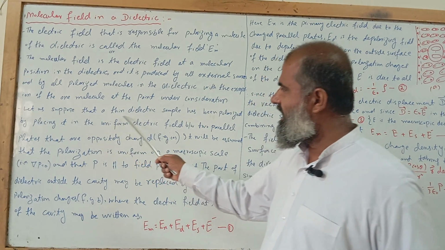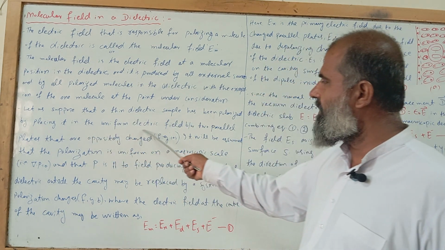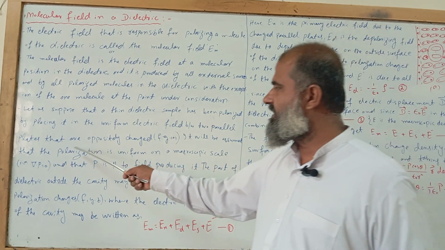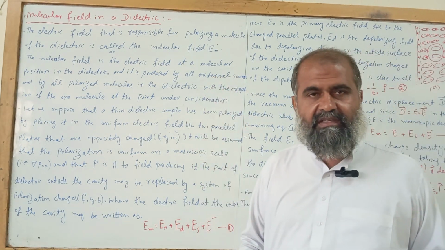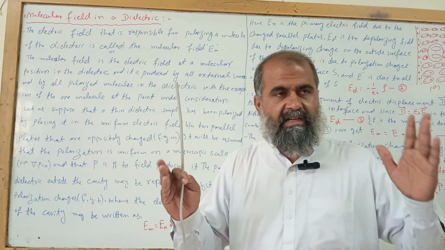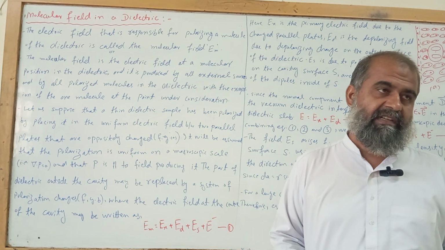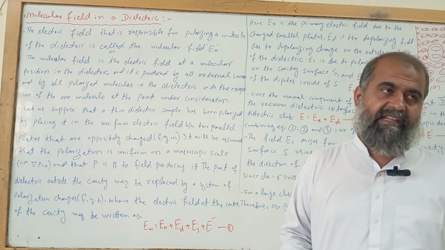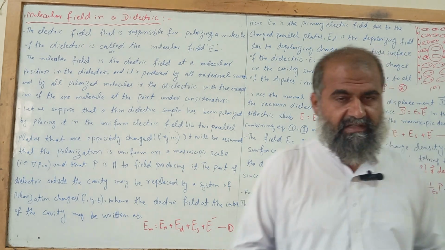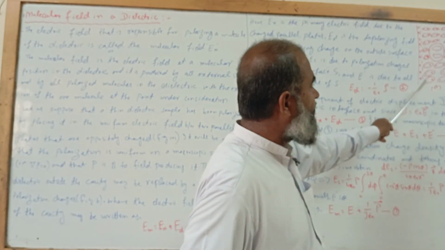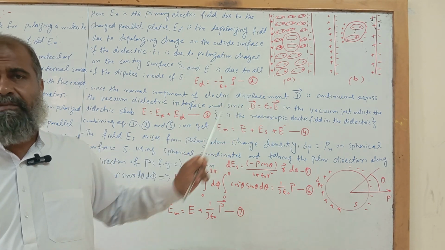Let us suppose that a thin dielectric sample has been polarized by placing it in the uniform electric field between two parallel plates that are oppositely charged. So we have two parallel metal plates, and a dielectric is placed inside those plates and has been polarized. That we can see in the figure over here. This is a figure that explains the dielectric placed inside the metal plates.